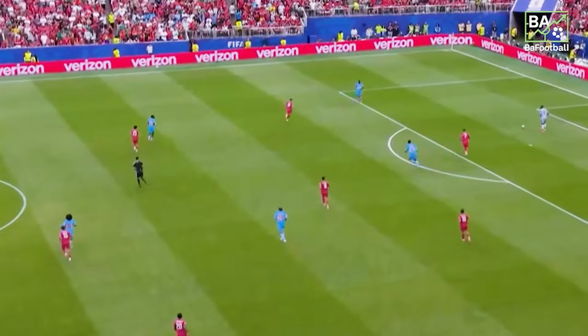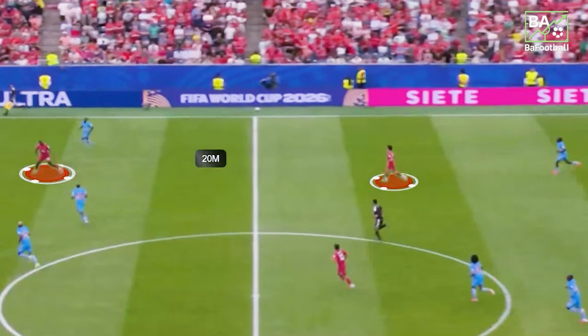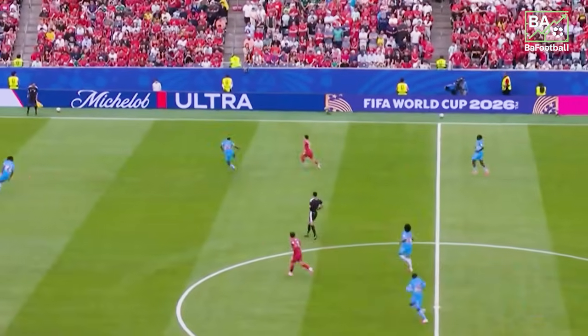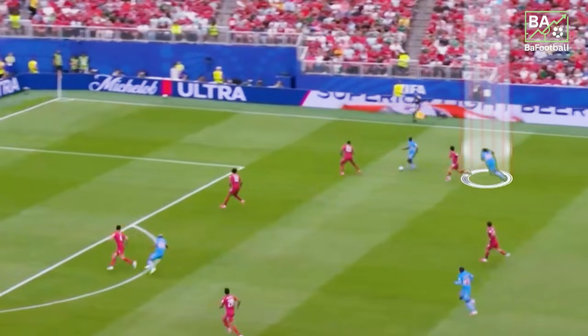In this phase, we see a direct long ball from the Congo goalkeeper, a moment that clearly exposes one of Portugal's structural weaknesses. The main issue here is the large vertical distance between Portugal's lines. As we can see, the gap between the defensive line and the midfield line reaches around 20 meters, creating significant space for second ball situations. In modern football, winning the aerial duel is not enough. The team that wins the second ball usually controls the entire sequence.